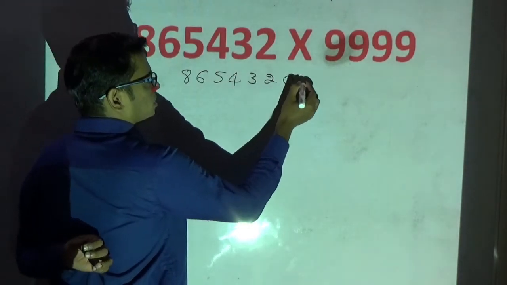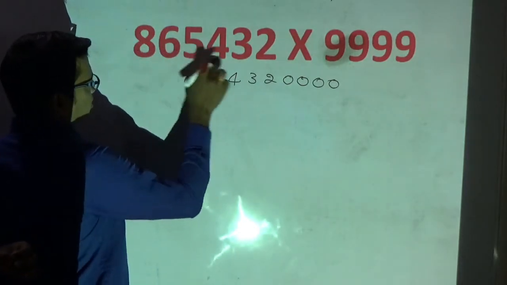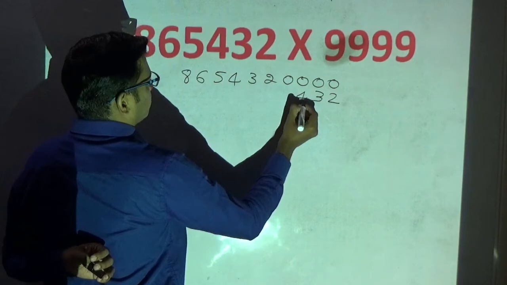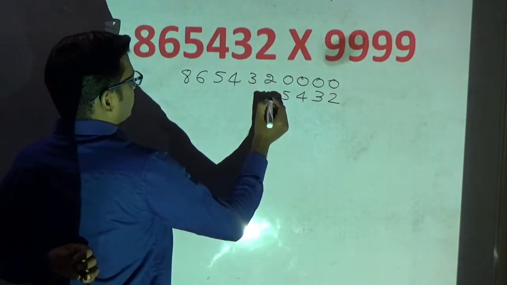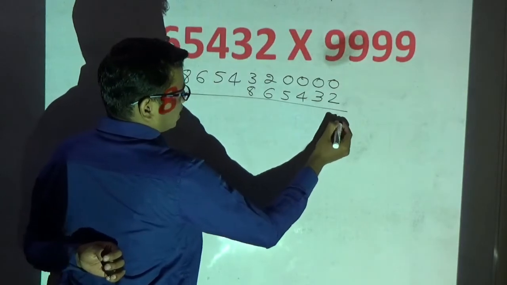10,000 has how many zeros? 4 zeros, right? Okay, now I have to subtract. 2, 3, 4, 5, 6, 8. Subtract this. 10 minus 2 is 8.